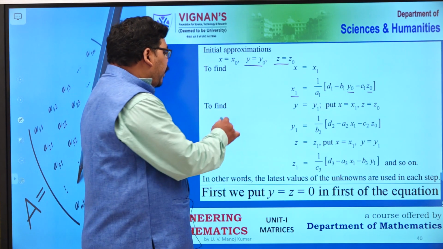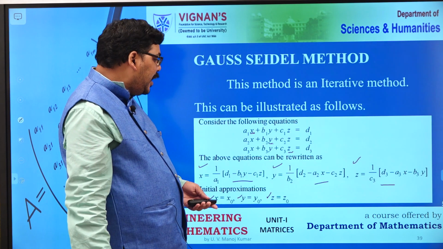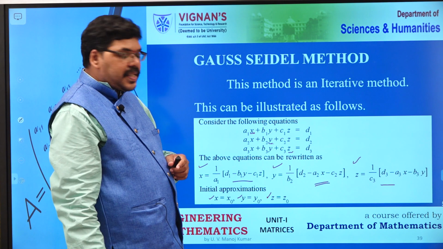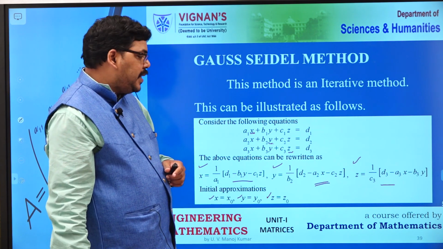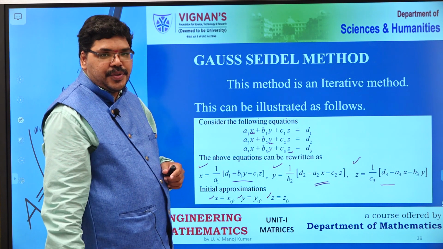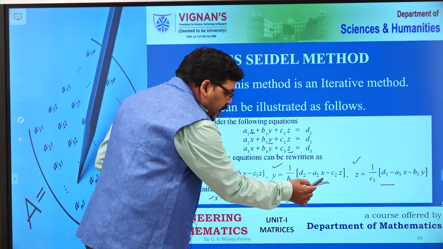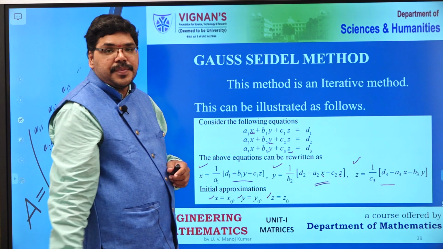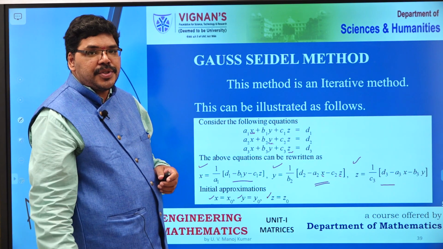Now to find y1, what do we have to do? For finding the value of y, we have this expression here. What is this expression? You see, 1 by b2 into d2 minus a2x minus c2z. What are the variables here? To find y from this expression, we need to substitute x and z. What values of x and z are you going to substitute?